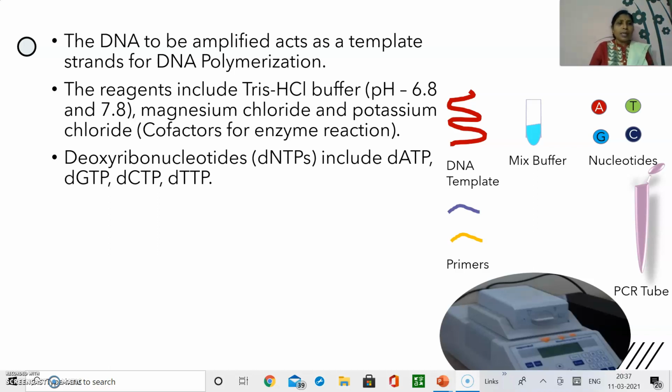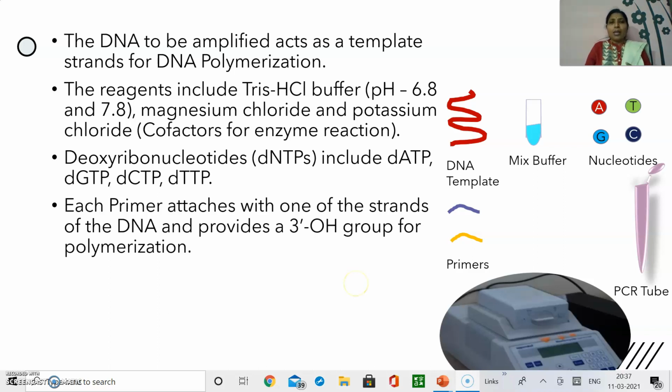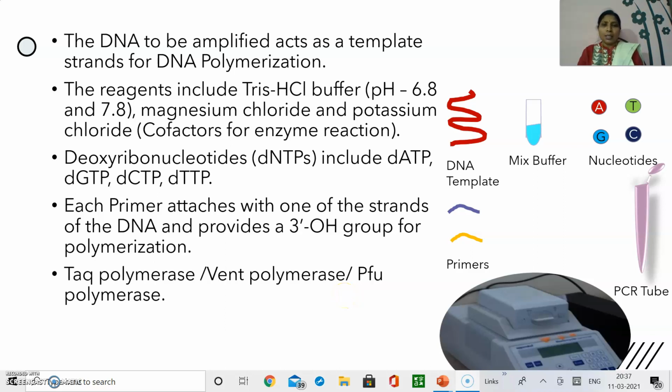The next most important ingredient is the primers. You have to take two oligonucleotide chains which act as primers here. Each primer attaches to one of the strands of the DNA, and it is the one which provides the 3' OH for the polymerization to continue.